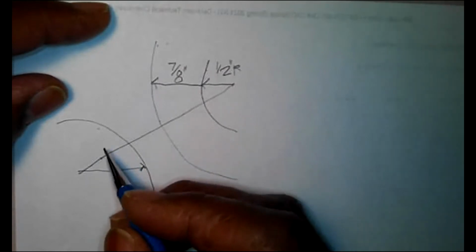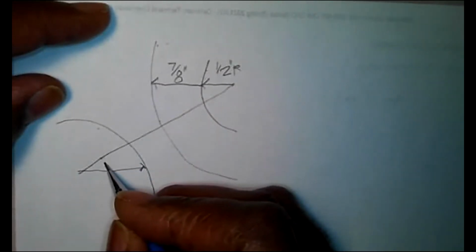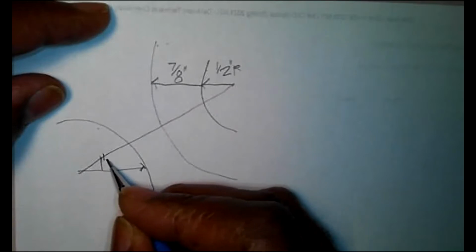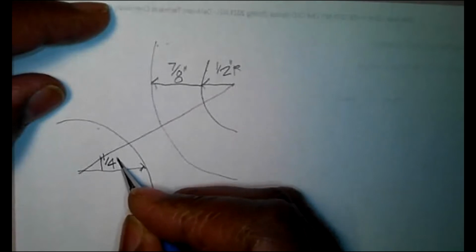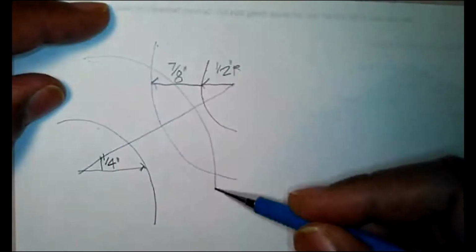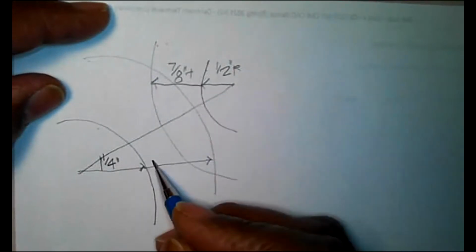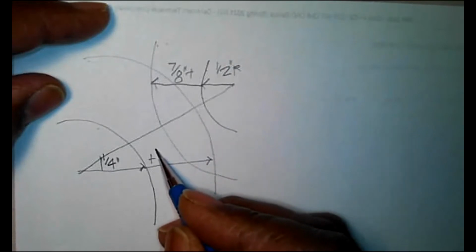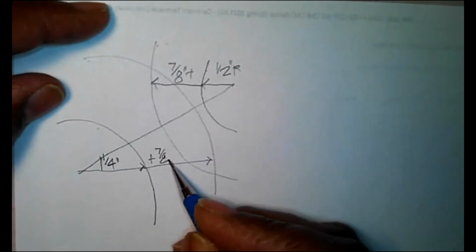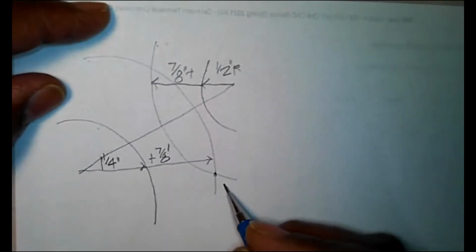I'm just giving you the basic information in sketch form. We have this existing arc with a radius of 1 1/4 inches, and then we're going to draw a new arc that's 1 1/4 inches plus 7/8. That's going to give us a new intersection somewhere down here, and we're going to call that A. So I want you to work on that.